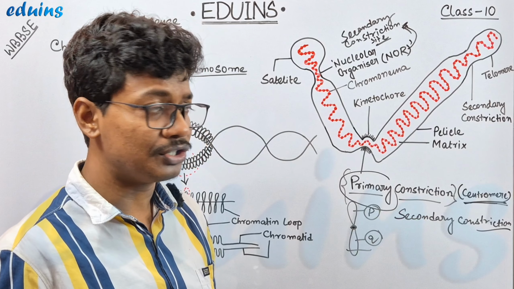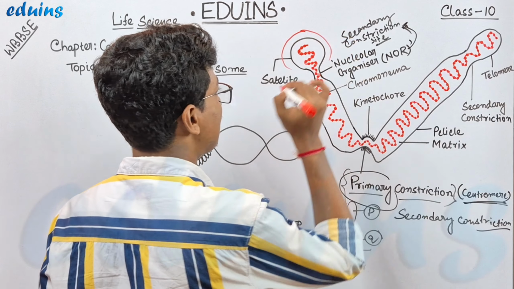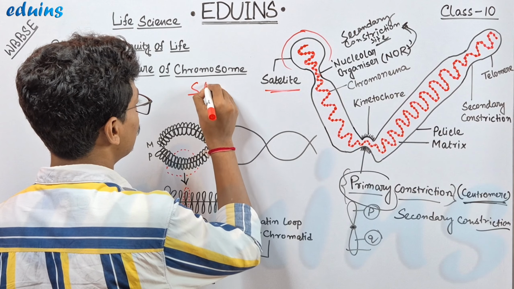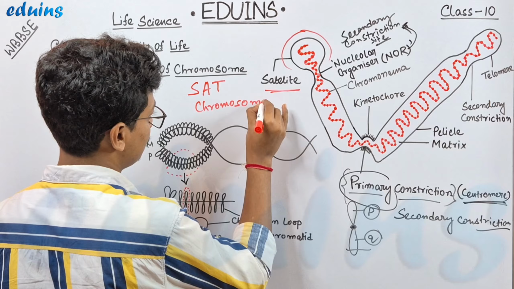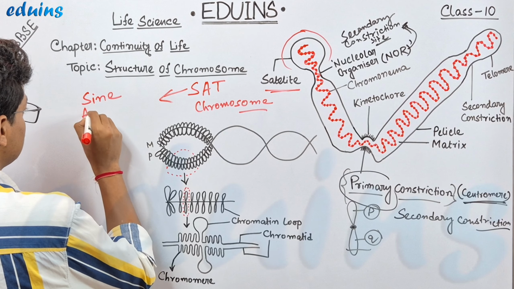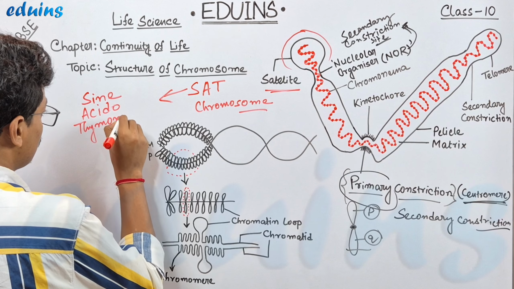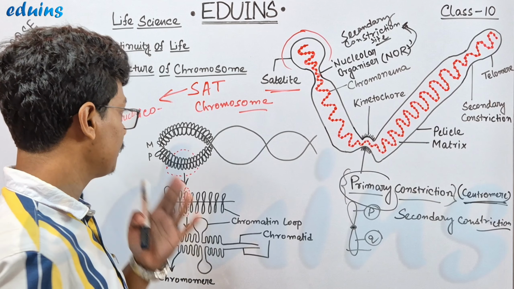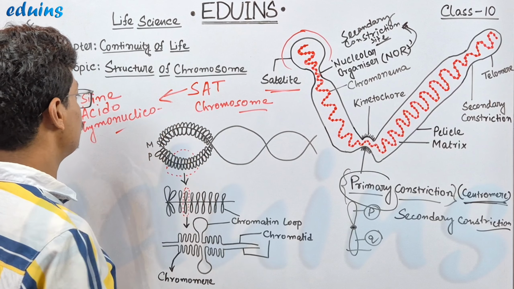Beside this constriction, there is another part which is known as the satellite. The chromosome that contains a satellite is known as a SAT chromosome. The full form of SAT is sine acido thymonucleico chromosome. So, the chromosome containing the satellite is known as the SAT chromosome.